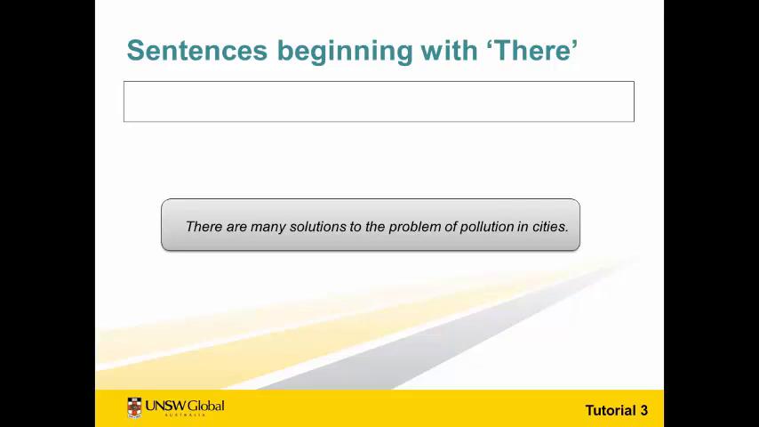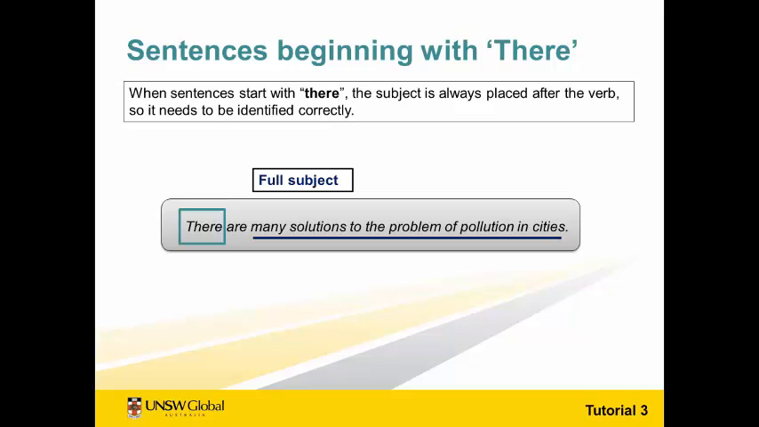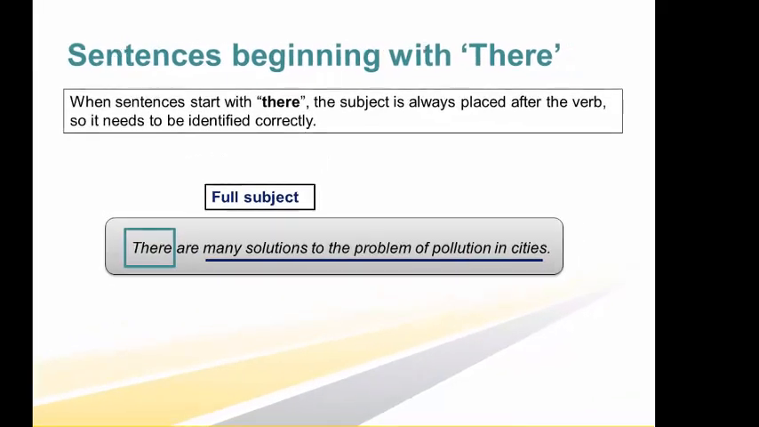In this sentence, you'll notice that the subject comes after the verb. This is because our sentence begins with the word there. So this is another rule. When sentences start with there, the subject is always placed after the verb, so it needs to be identified correctly. This causes quite a few problems with accuracy, especially in writing tasks.